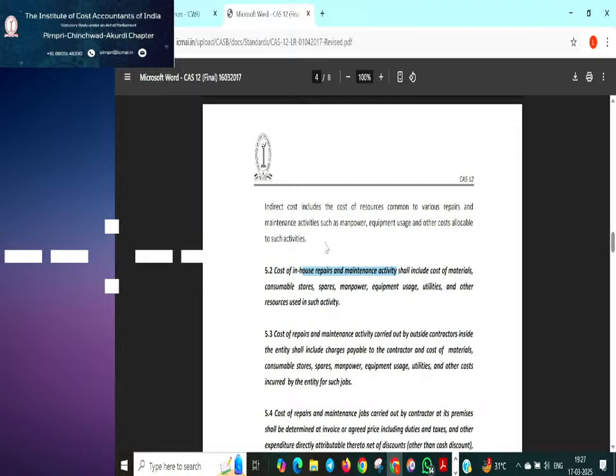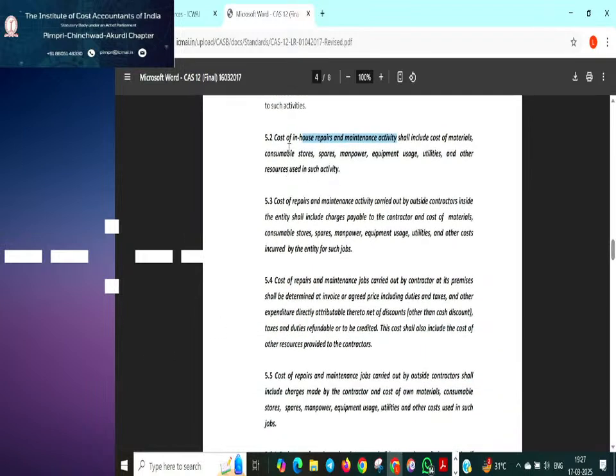You have a support function. It's not like you will always call for a support engineer from outside to do this repairs and maintenance work. You will always have a separate department, which is not a production department but a support department. So in that case, whatever is the cost of material, consumable stores, spares, manpower, because you are having your own people there, equipment usage, utilities and other resources used in such activity.